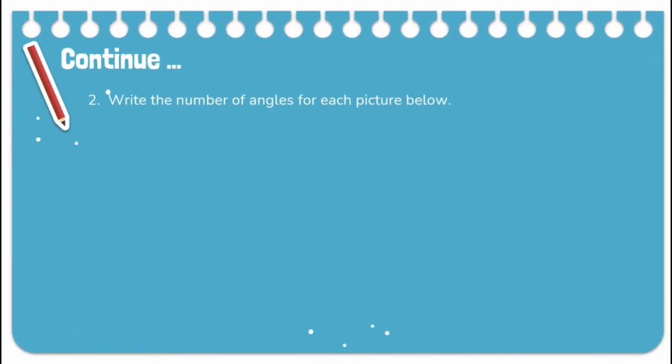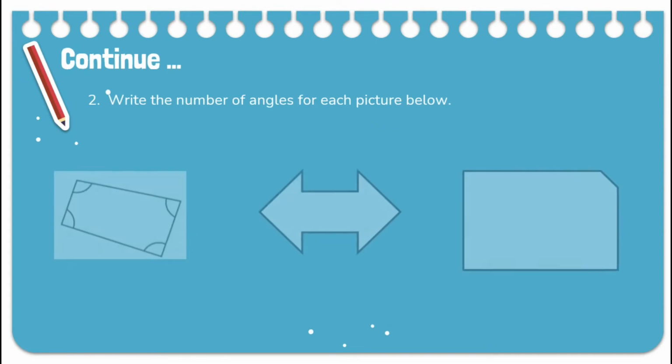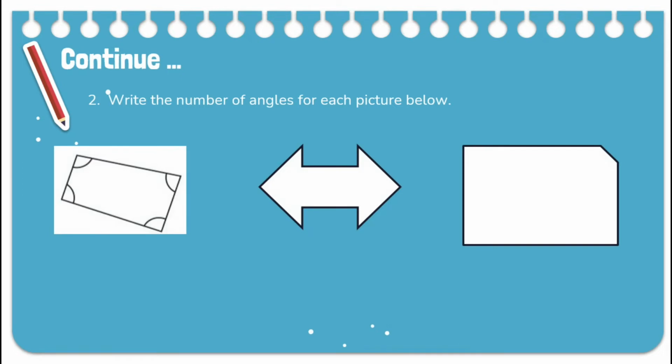Next, continue to number 2. Write the number of angles for each picture below. There are 3 pictures. The number of angles for the first: 1, 2, 3, 4. Number of angles: 4.